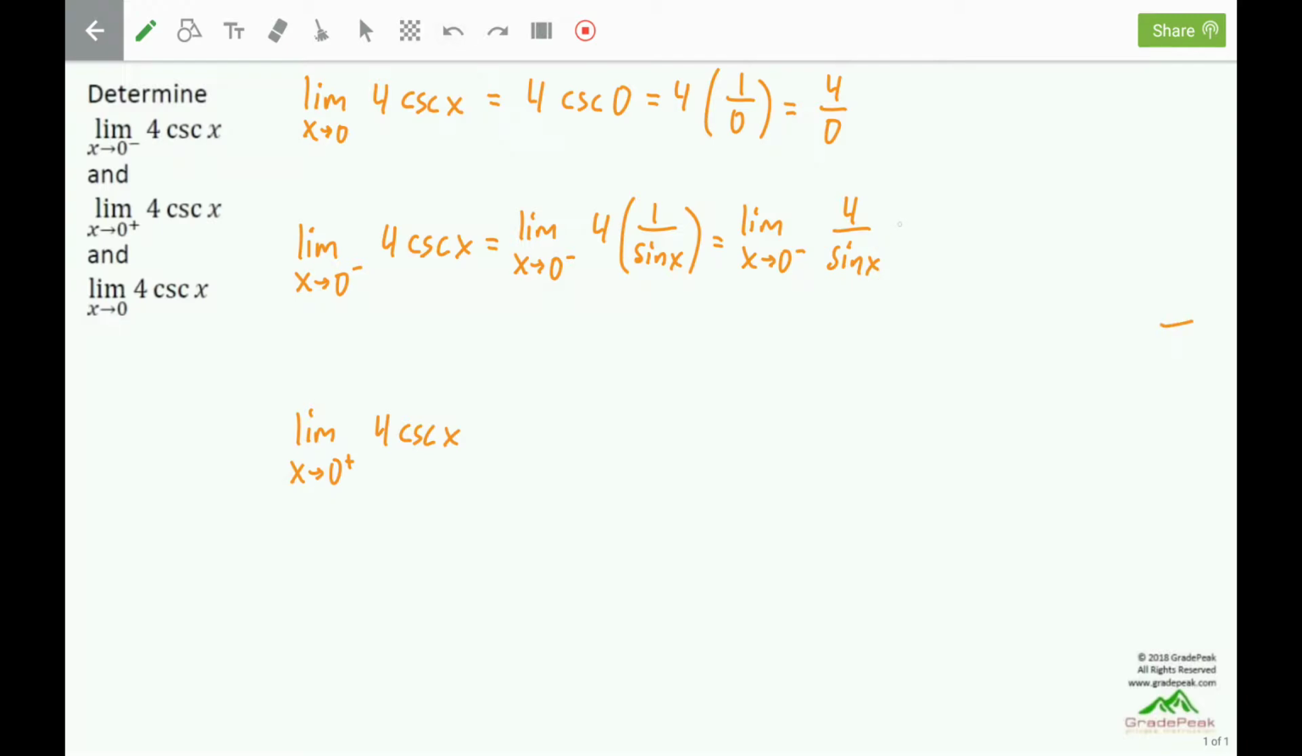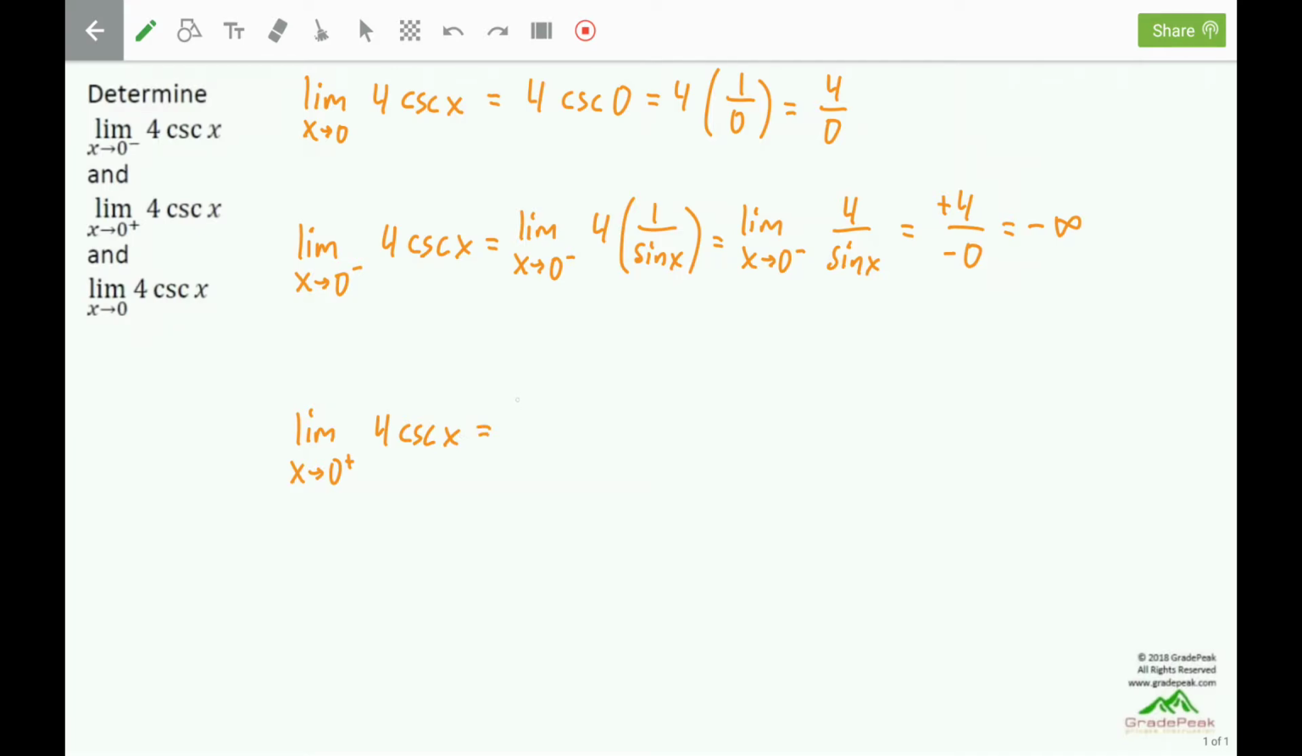So we can replace the sine of x with a negative, but approaching 0, negative 0. The numerator is a positive 4. We can put the positive in. A positive divided by a negative is a negative. A non-zero over 0 is an infinity. And there's the result of the left-sided limit.